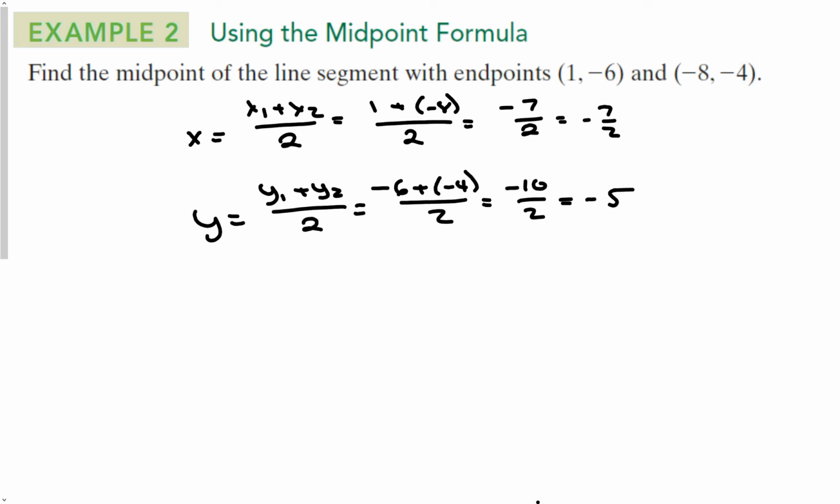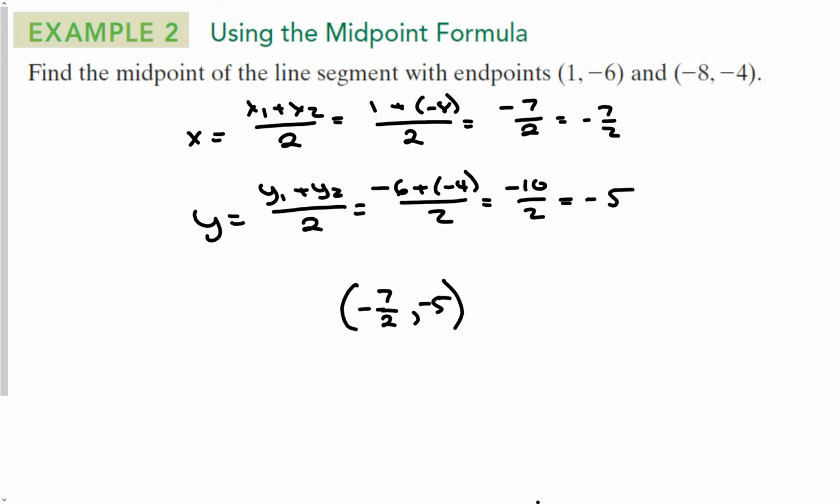Don't leave my answer like that. My answer is a point. So it's negative 7 over 2, comma, negative 5. Okay. Okay to get fractions, that's fine. Okay to get negative numbers, these are points. It's not a distance that has to be positive. This is a point. It is normal to get a negative point on some sort of Cartesian plane. All right, so that's distance and midpoint.